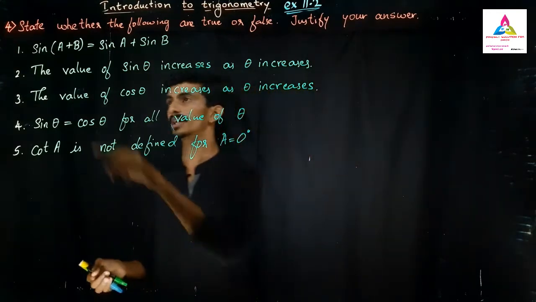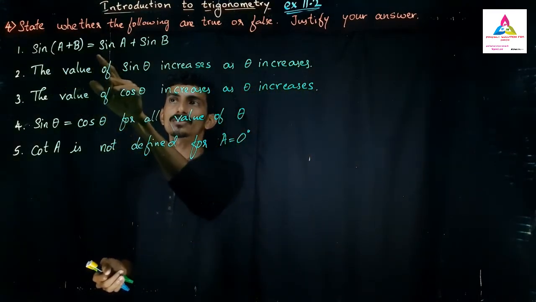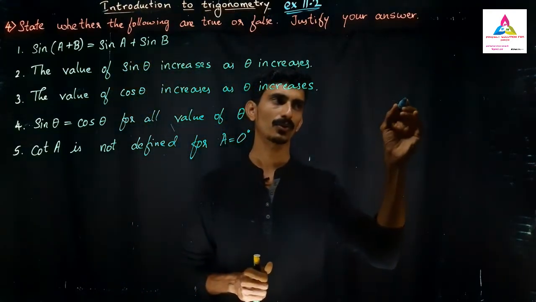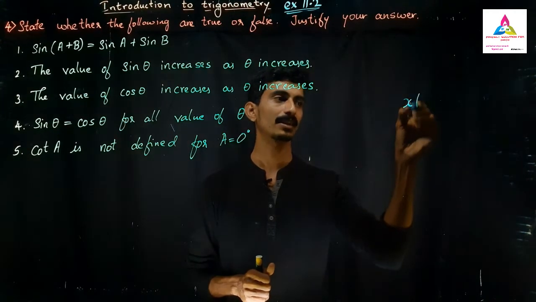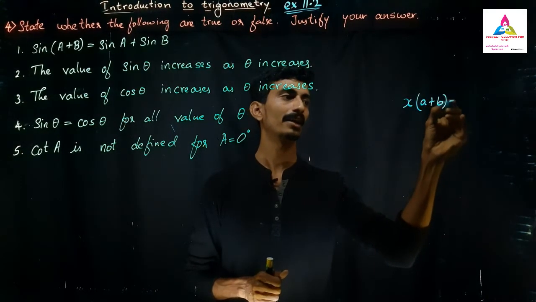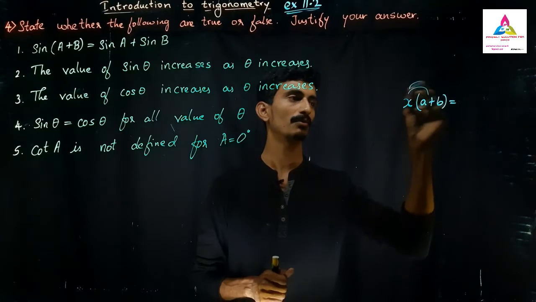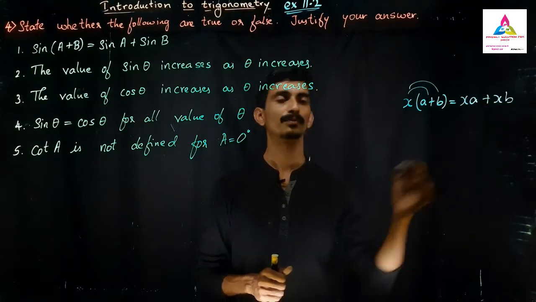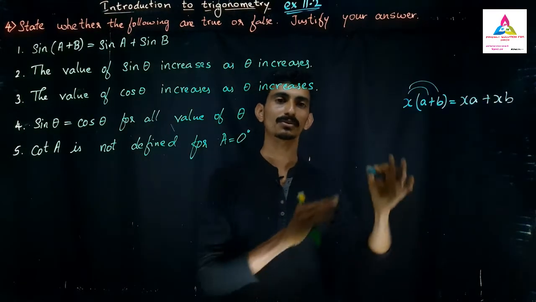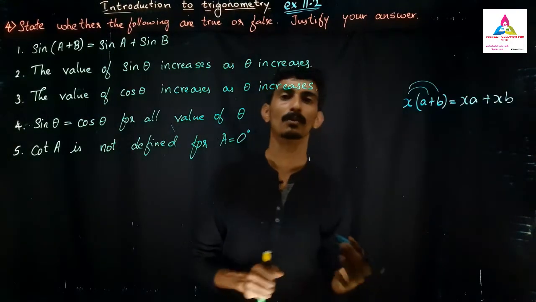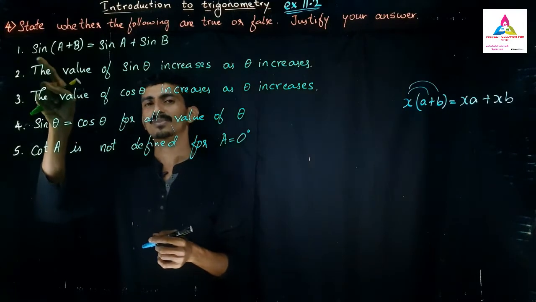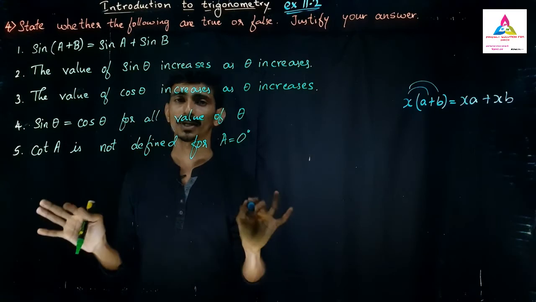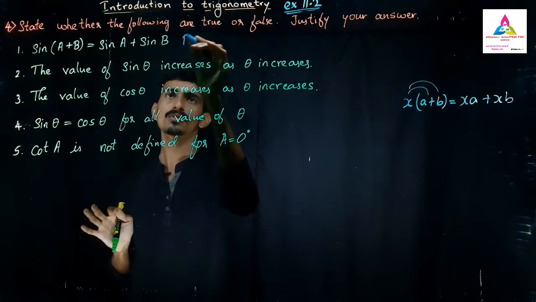The first question is sin(A + B) = sin A + sin B. It is like an algebraic question. If we take x and multiply it with (a + b), we have to multiply for both, so it is x into a plus x into b. That is an algebraic question, and there it is possible. But whether it is valid for sine, the trigonometric function, actually it is not valid. Directly we can write it down here: false.